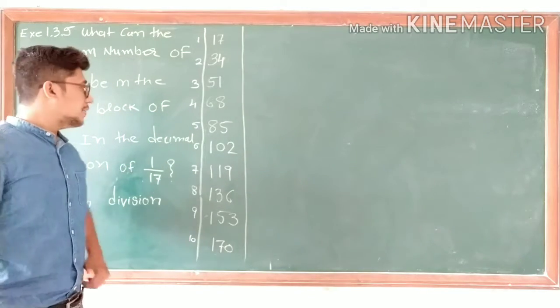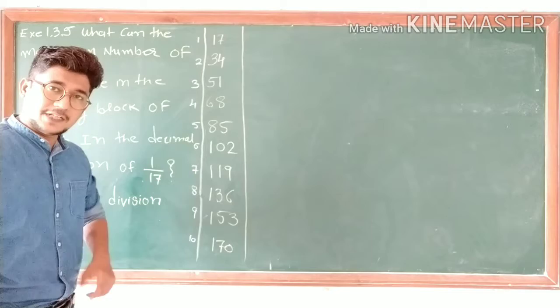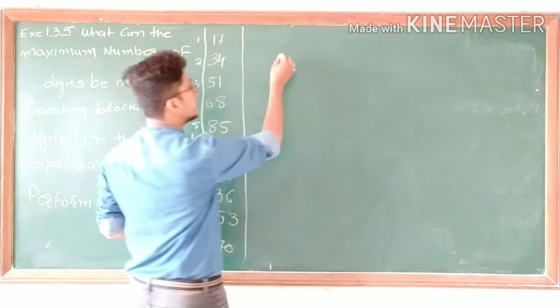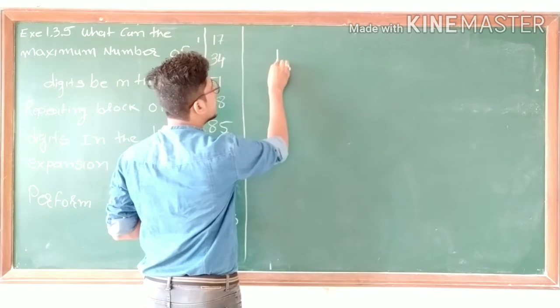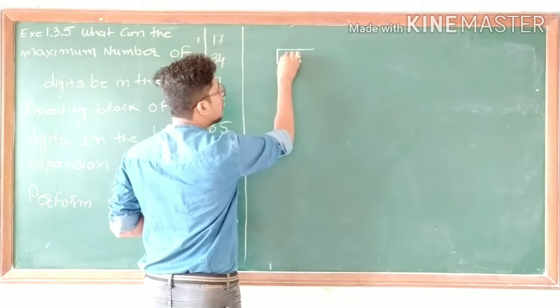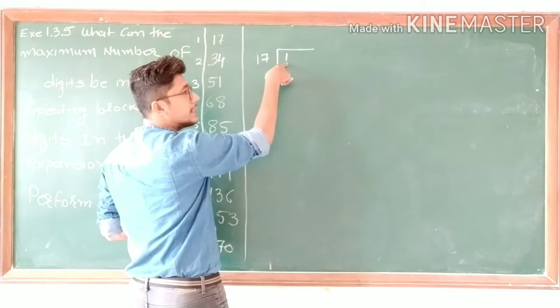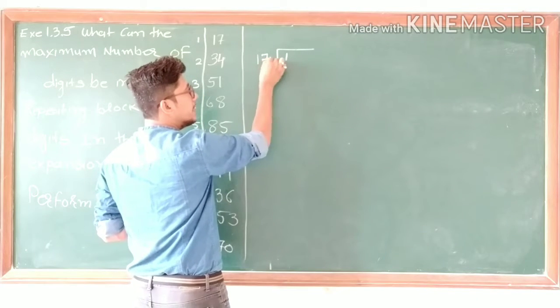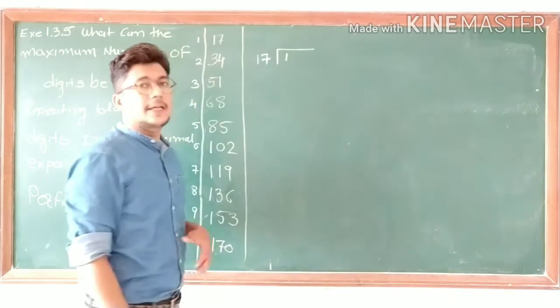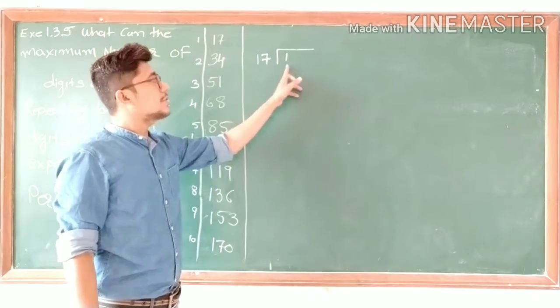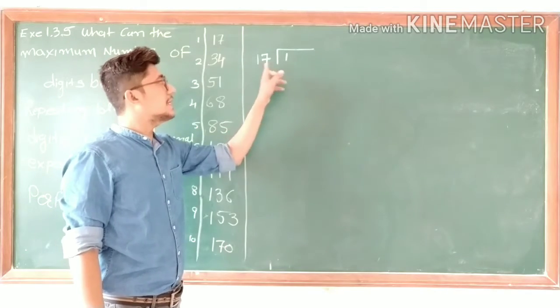So as you know, we have to follow the same procedure as we have done in the previous problem. So here 1 upon 17 is there. What you have to do? You have to write 1 inside a box and 17 outside the box. This 1 is known as the dividend and 17 is known as the divisor. Here, as we know, 1 is smaller than 17, so it is not possible to divide 1 by 17.